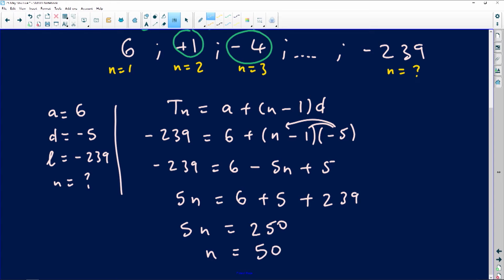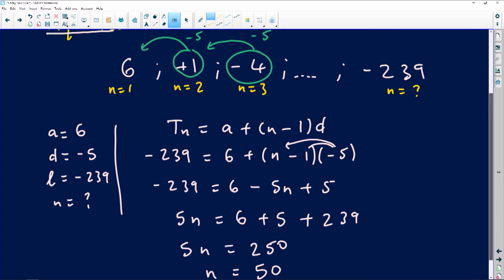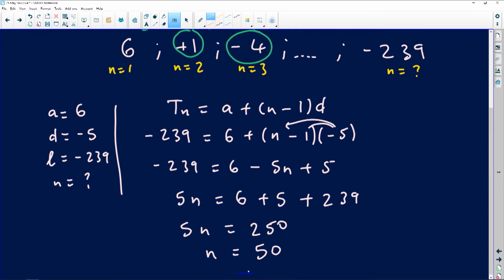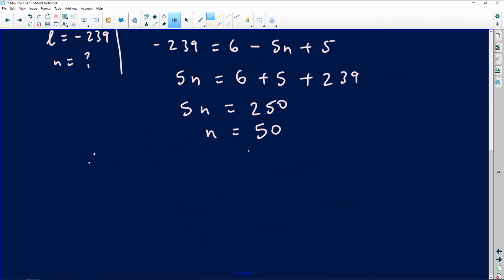Because I'm getting an answer of 50, I haven't really answered the question. Remember to answer the question. What was the question? The question was to calculate the number of terms. So now I'm going to answer and say, Mr. Examiner, we can conclude that therefore there are 50 terms in this sequence. There are 50 terms in this particular sequence. A beautiful question, no complications.